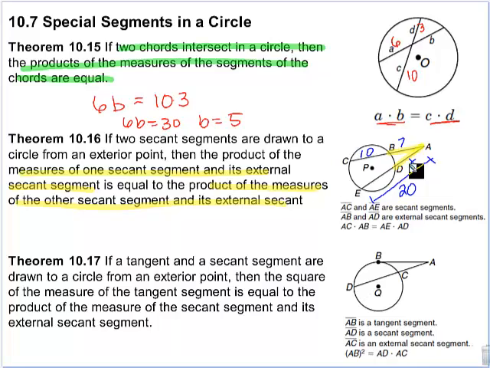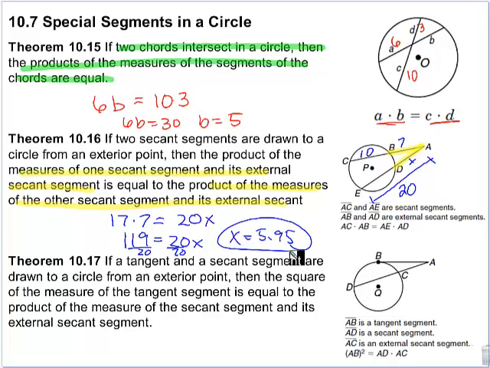So for the line that we know everything about, what would be the entire length? 17 times what's just the external? 7. We'd make that equal to, for the other one, what's the entire length? 20, and just the piece outside is x. So then what's 17 times 7? 119. Okay, 119 is equal to 20x. Divide by 20. 5.95. So that's your value for x.